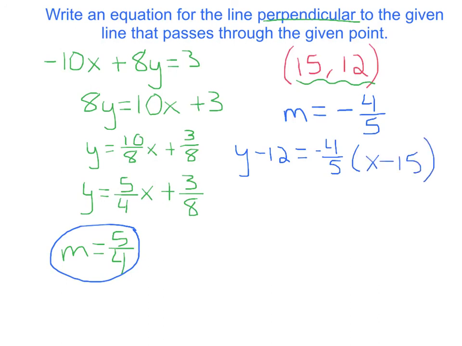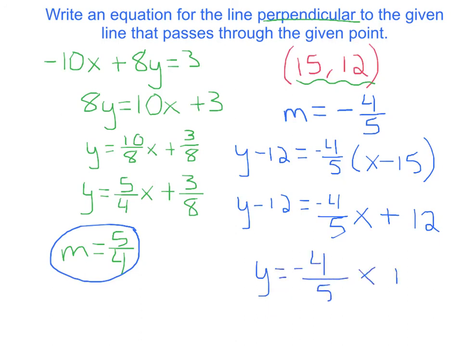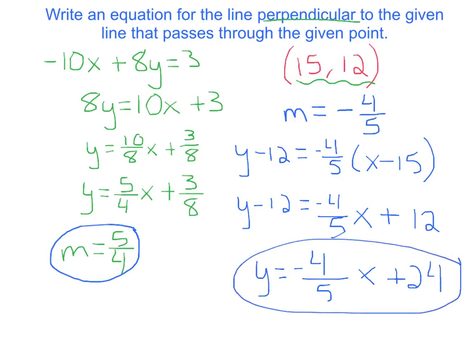And now change it to slope-intercept by distributing first. y minus 12 equals negative 4/5 x, and then negative 4/5 times a negative 15 becomes positive 12. And then I have to add 12 to the other side, so y equals negative 4/5 x plus 24. So here is the line that is perpendicular to the original but goes through this point.